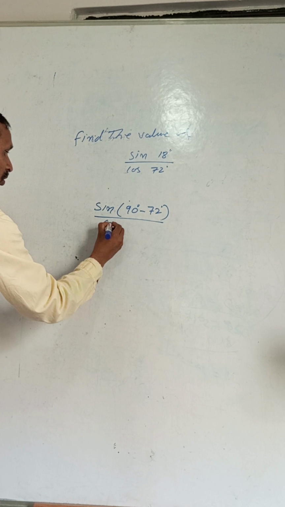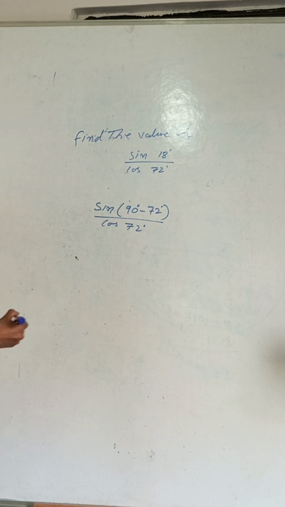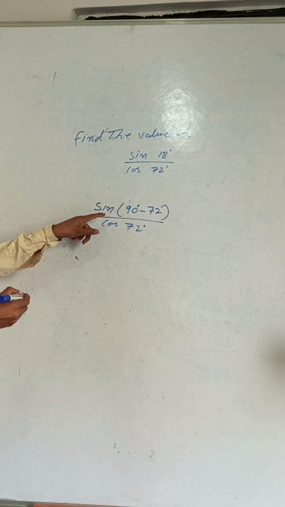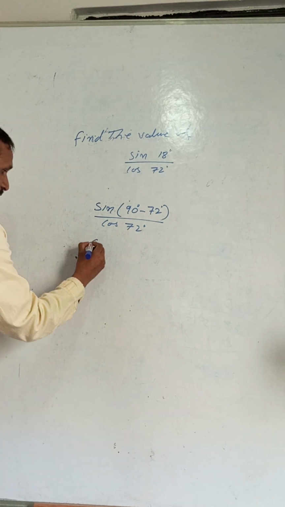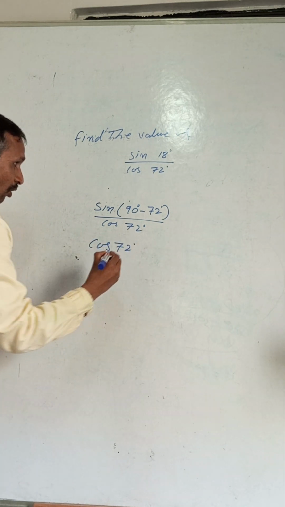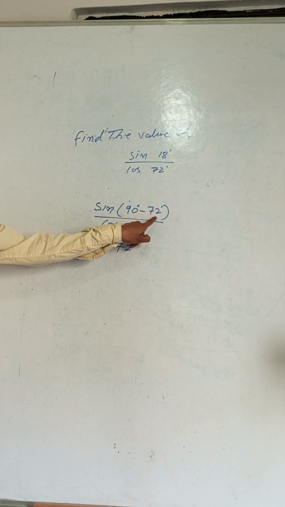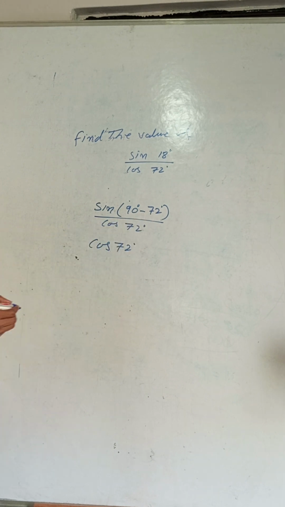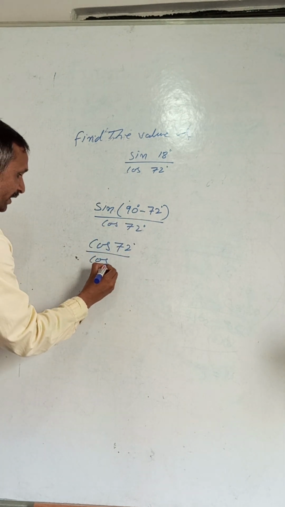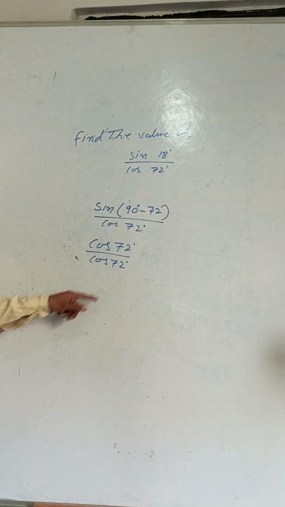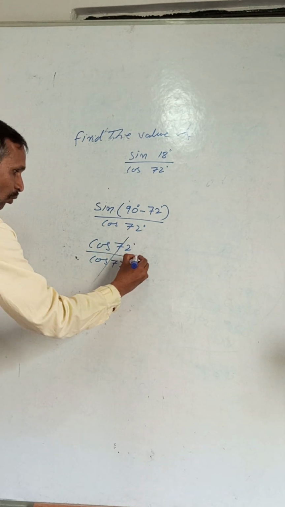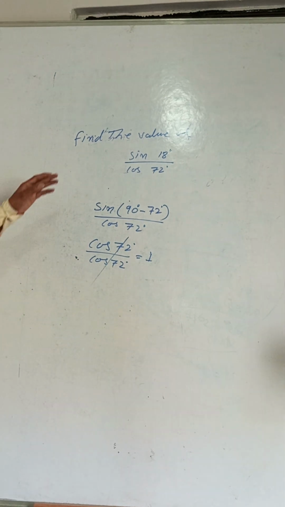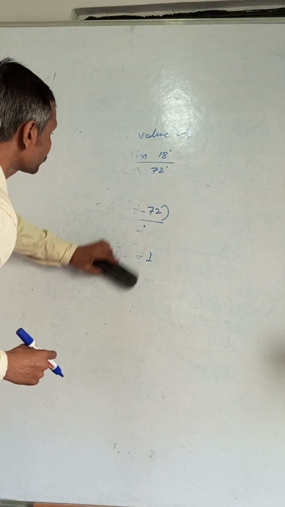Downside, as it is, we write cos 72 degree. Then what will become? We are writing it as sine. The complementary angle is what? Cos. Whatever was written here after the 90 degree theta value is cos 72 degree, and cos 72 degree by cos 72 degree is cancelled. What came? 1. The value of sine 18 by cos 72 is 1.